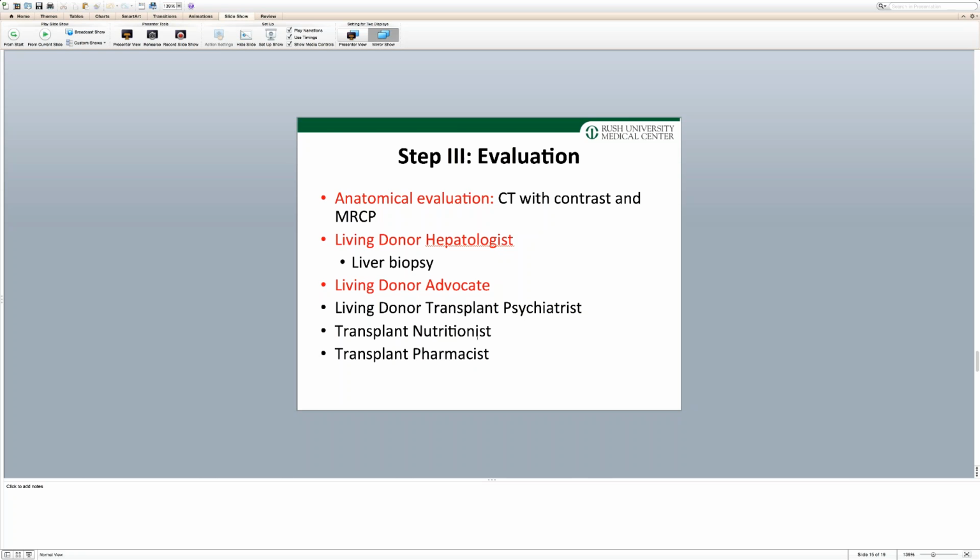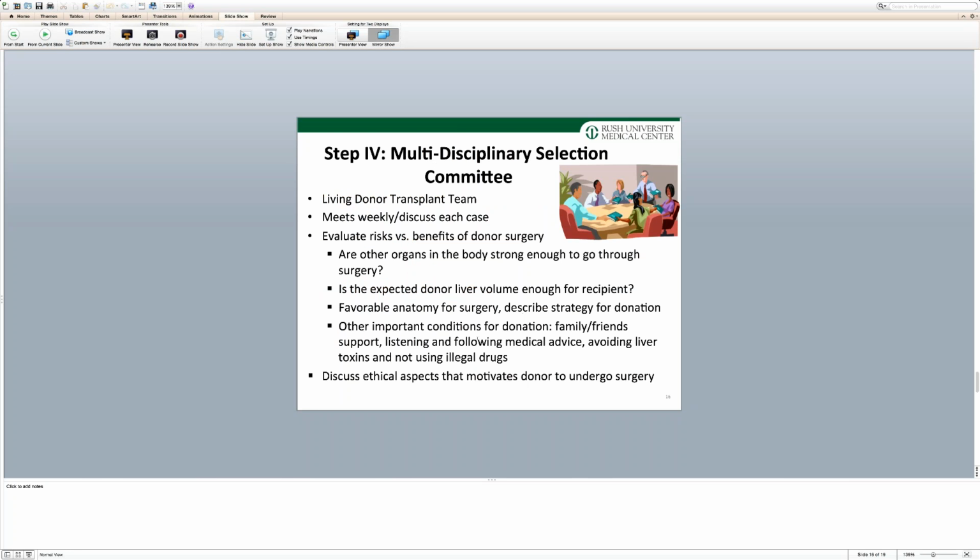After completion of all these three steps, the final step before donation is the multidisciplinary selection committee meeting, similar to the recipient multidisciplinary selection committee. The living donor transplant team meets every week and discusses each case and evaluates the risk versus benefits of the donor surgery from different perspectives. So first of all, are other organs in the body strong enough to go through the surgery? Is the expected donor liver volume enough for the recipient? Is there a favorable anatomy for surgery? They also discuss the strategy for donation from the surgical perspective.